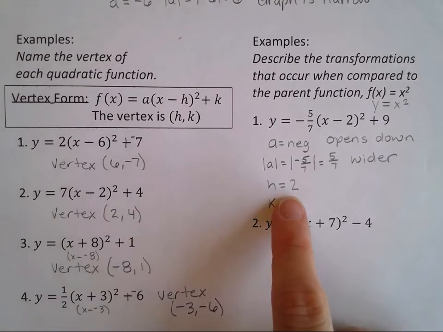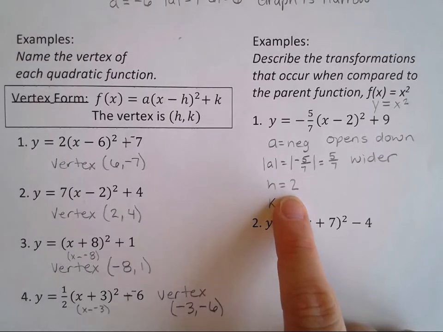H is a positive 2. You can think about h as a horizontal movement along the x-axis. So h being a positive 2 will make the graph move in a horizontal direction, shifting right 2 places.